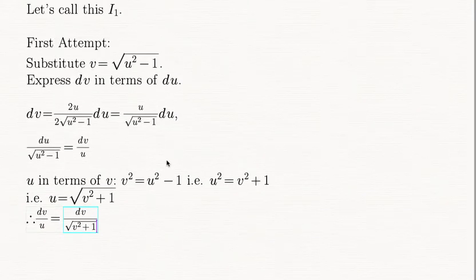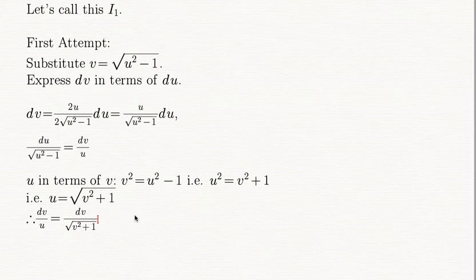So let's see what happened. We wanted to get rid of the radical, the square root of u squared minus 1. We did a substitution of variables, and then we got that the integration of du by square root u squared minus 1 is no different than the integration of dv by square root v squared plus 1.